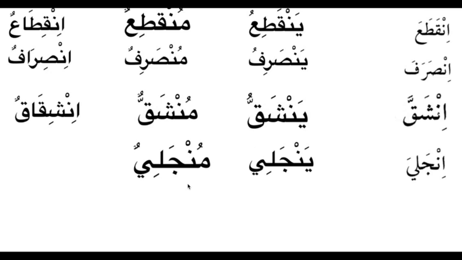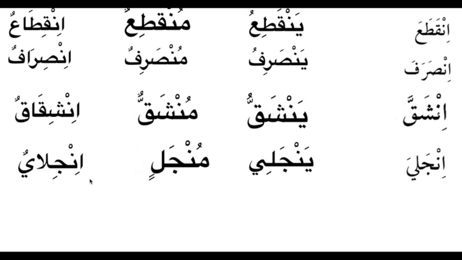Now we have injala. Injala is to settle down. Mudari will be yanjali. Originally it is yanjaliyu, but we don't pronounce the dhamma, so it will be yanjali. Ism fa'il originally is munjaliyun. Whenever we have an ism with ya and tanween at the end, this will be taken away. You take it out, and whatever vowel sign is before it, you give it a compensatory kasra or fatha. So we have a kasra here, so we get a compensatory kasra. So it becomes munjalin. Munjalin is your ism fa'il.